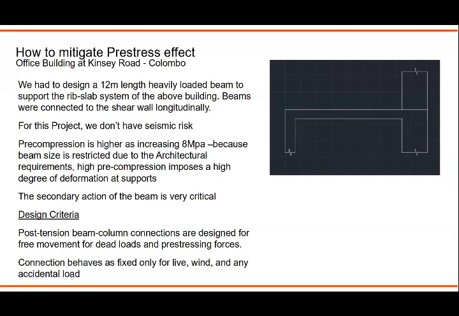But as I saw in this picture, this beam is connected to the shear wall. The shear wall in this direction is a very stiff element. If we monolithically cast the entire thing and stress the beam, most of the pre-stress force will be taken by the stiffness of this shear wall. It is lost as a secondary action, and we lose the cost of the force tensioning.